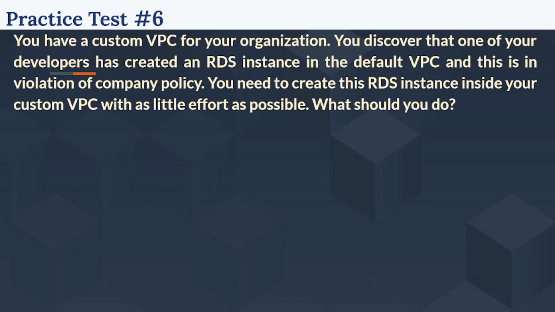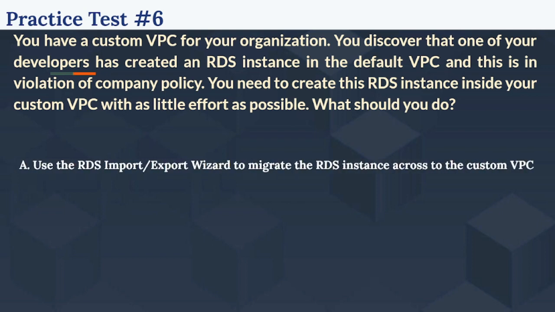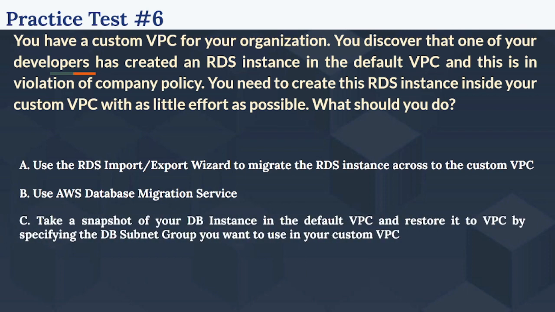So the options are: Option A, use the RDS import-export wizard to migrate the RDS instance across to the custom VPC. Option B, use AWS Database Migration Service. Option C, take a snapshot of your DB instance in the default VPC and restore it to VPC by specifying the DB subnet group you want to use in your custom VPC. Option D, use the command aws rds mv-db-name vpc.